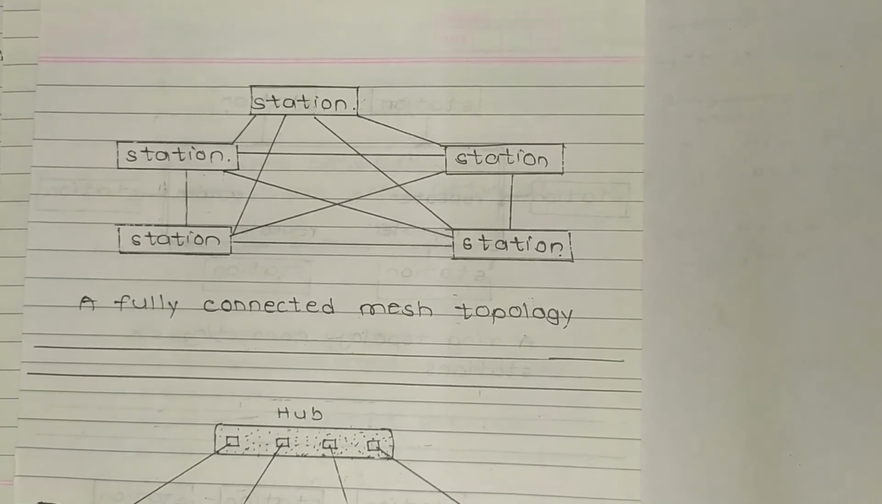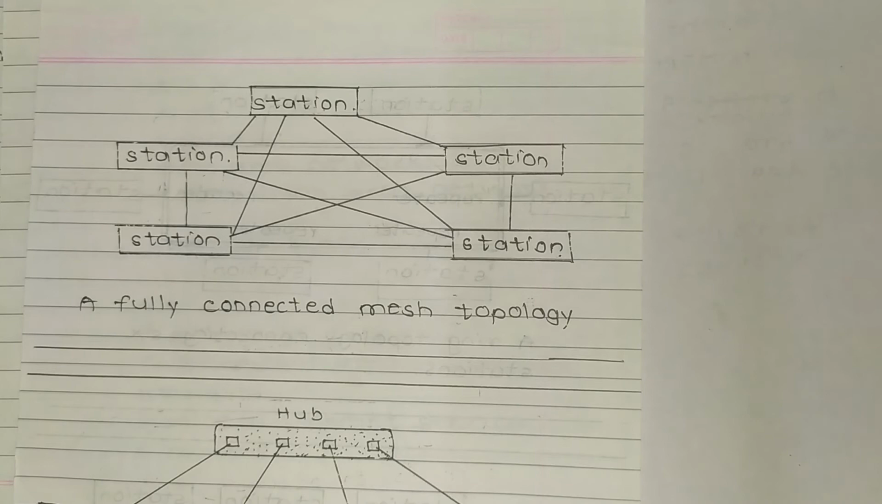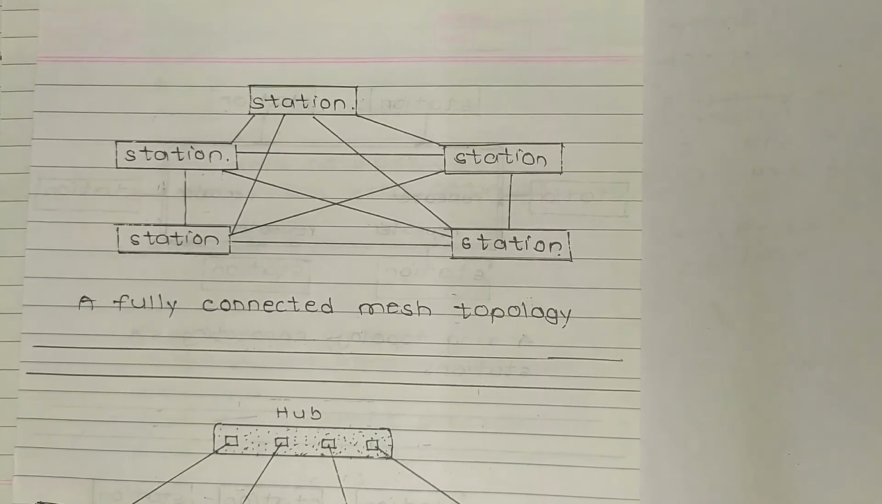A mesh offers several advantages over other network topologies. So mesh topology is advantageous as compared to others. First, the use of dedicated links guarantees that each connection can carry its own data load, thus eliminating the traffic problems that can occur when links must be shared by multiple devices. That means when links are shared by multiple devices, traffic problems can occur.